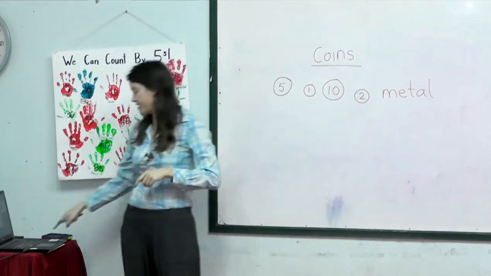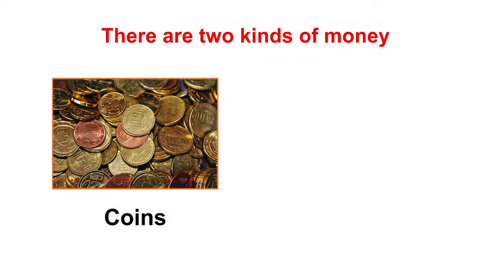Coins. Good. They look like this. This is a lot of different kinds of coins from different countries. So we call those coins. Is there another kind of money that we have?